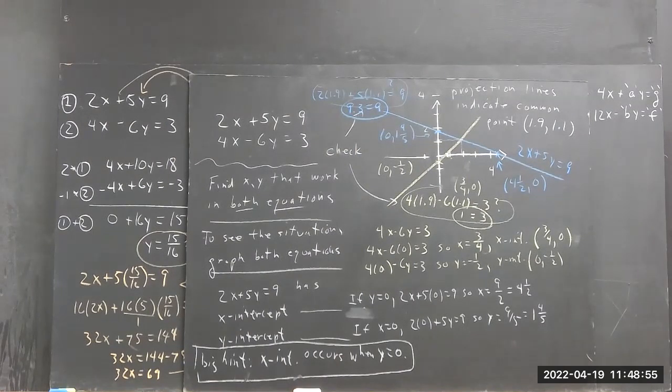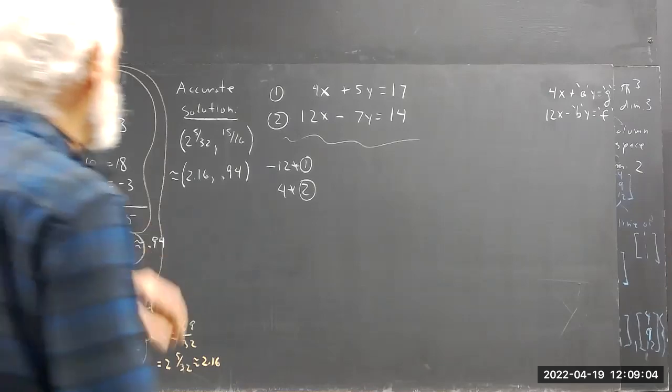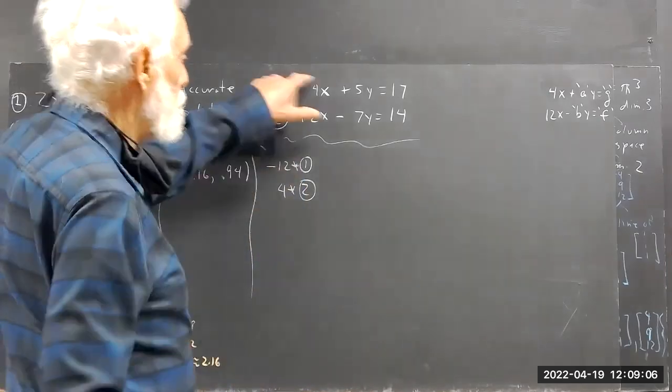So go ahead and use your numbers, write out the system so I can take a look at it, make sure you have a reasonable system to work on, and then see what you can do with it. Okay. Let's say that my two equations were these.